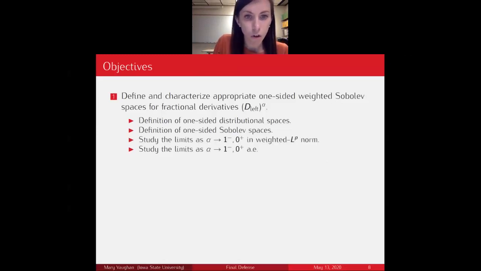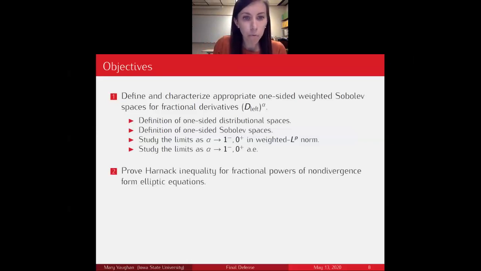And we are also interested in the limits as alpha goes to 1 and 0 of these fractional derivatives in the weighted LP norm and almost everywhere, which again is an entirely non-trivial argument.